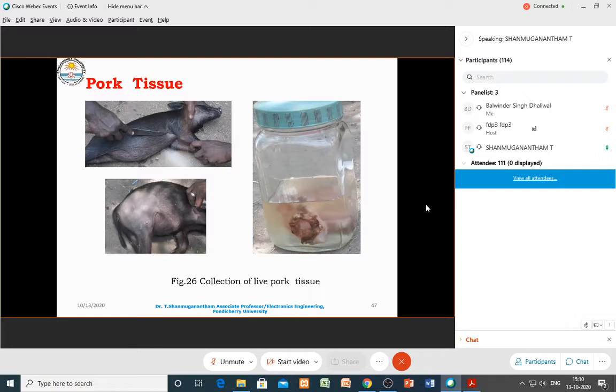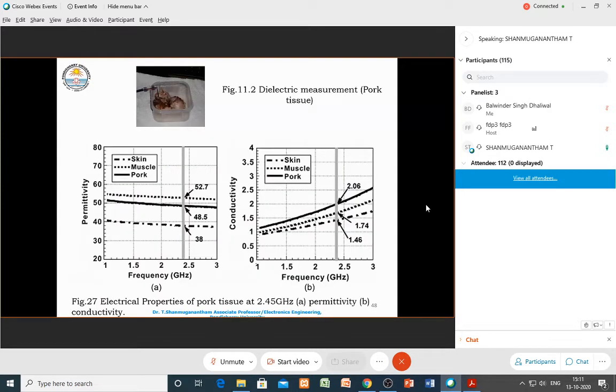Here in our research, what we did was take live pork tissues, because the permittivity of live pork is almost close to that of human tissues. So that's why we considered live pork tissues here. Actually, one of my scholars, Dr. Ashok Kumar, did the research using these live pork tissues. He prepared the phantom liquid and put all these tissues in that preparation with these chemicals, and then initially we measured the permittivity of the pork tissues, and this is the frequency.